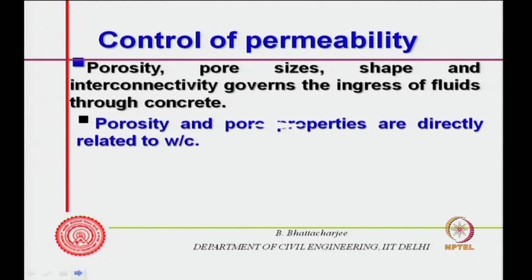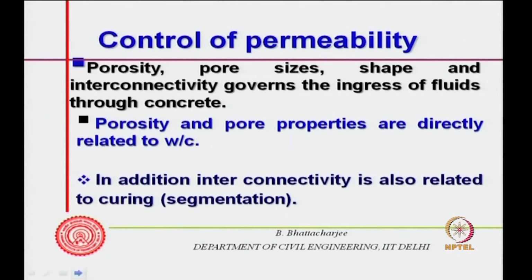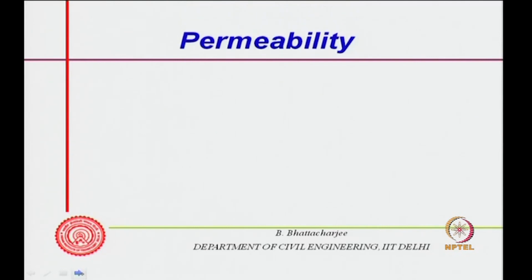Now, porosity and pore properties are directly related to water cement ratio, that is what we have also seen, and curing also plays an important role, because it causes segmentation. So, therefore, we control water cement ratio and curing; these are very important issues with regard to strategy for durability. All right. So, interconnectivity is also related to curing, that is segmentation. So, let us see something more related to this permeability.